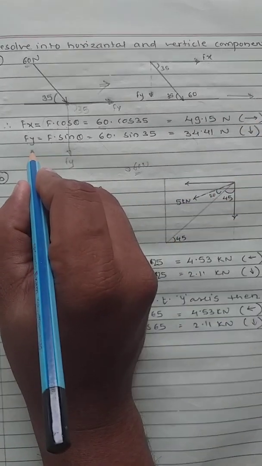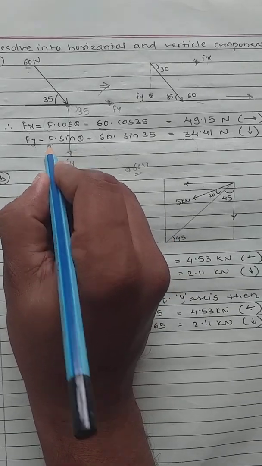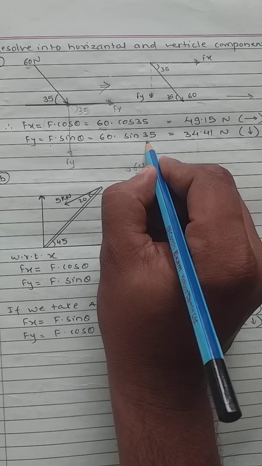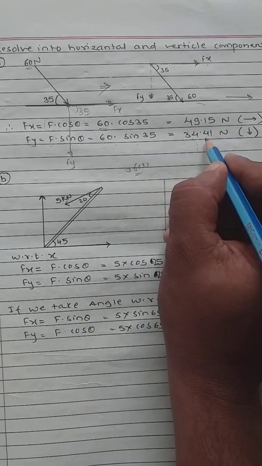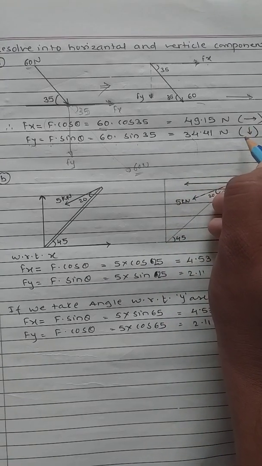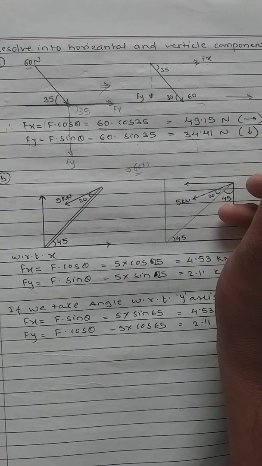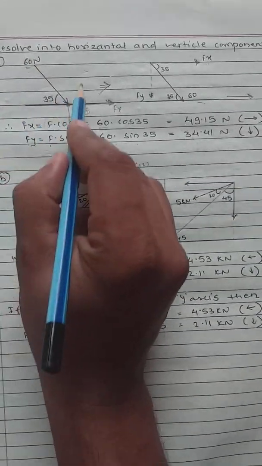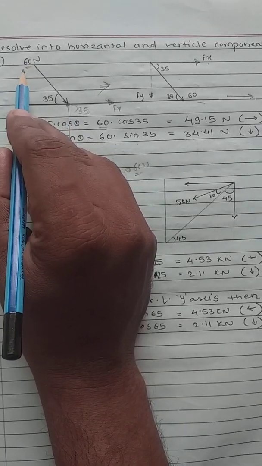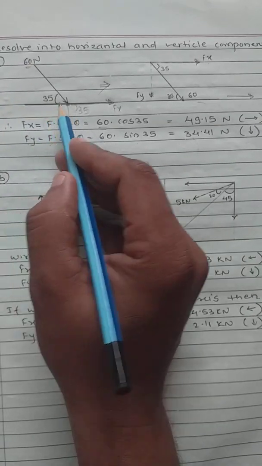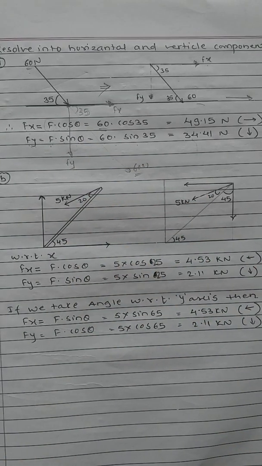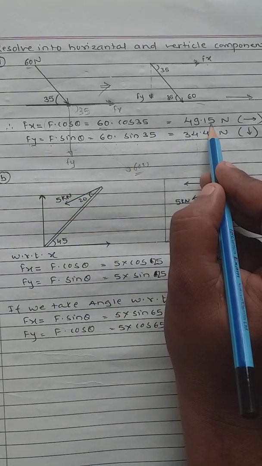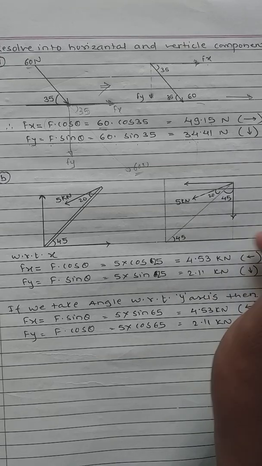Okay. Next, f of y is equal to f into sin of theta. The magnitude of f is 60, theta is 35 degree. So 60 sin of 35 equals 34.41 Newton. The direction is downward. Got it? So f of x and f of y mean what? We have just resolved this simple force system, whose magnitude is 60 Newton, making an angle of 35 degree with respect to the x axis, along two components, f of x and f of y, whose magnitudes are 49.15 Newton and 34.41 Newton respectively.